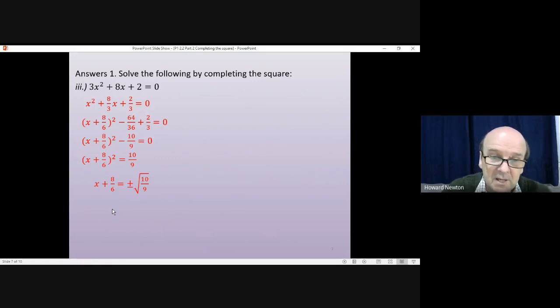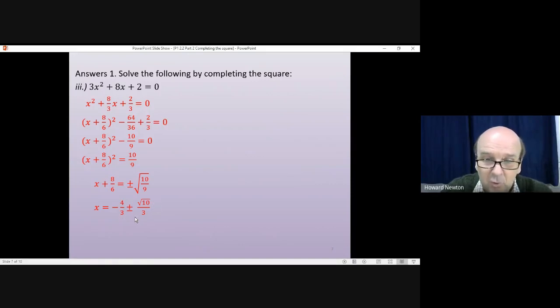Now, if you remember from the last question where we had 4 on the bottom, this time we've got 9 on the bottom. But again, we can square root it. So we do. And the other thing to notice over here, we've got 8 over 6. Well, that could be simplified to 4 over 3. So we'll do that as well. Moving it to the other side gives us x equals minus 4/3 plus or minus root 10 over 3.